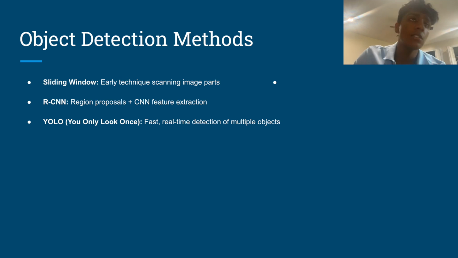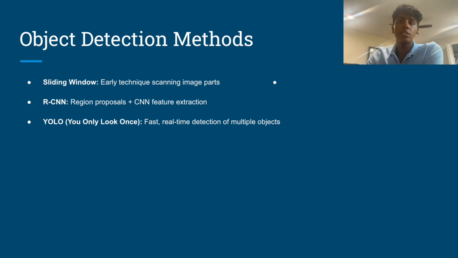So region-based convolutional networks, or R-CNNs, are a more advanced approach where a region proposal network generates potential regions and a CNN extracts features from these regions to classify objects. YOLO, or You Only Look Once, is a real-time object detection system that processes the entire image in one go, predicting the class and bounding boxes for all objects in the image simultaneously. YOLO is extremely fast and widely used in applications that require real-time detection, such as self-driving cars or security cameras.